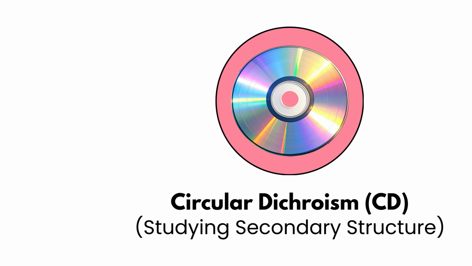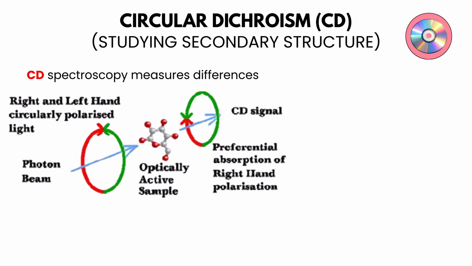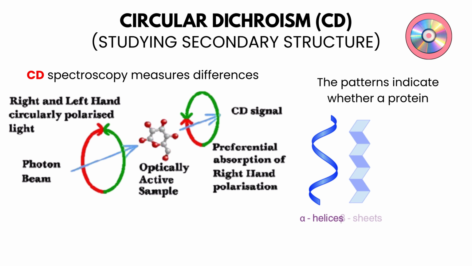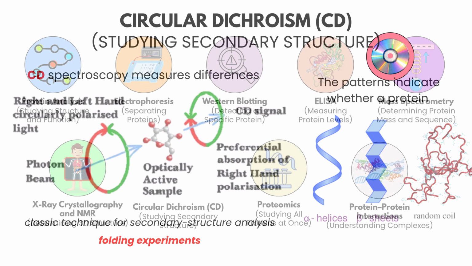Circular dichroism, CD, studying secondary structure. CD spectroscopy measures differences in how left and right circularly polarized light are absorbed by a protein. The patterns indicate whether a protein has more alpha helices, beta sheets, or random coil structures. It's a classic technique for secondary structure analysis, especially in folding experiments.